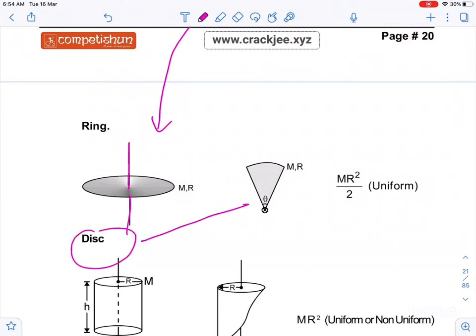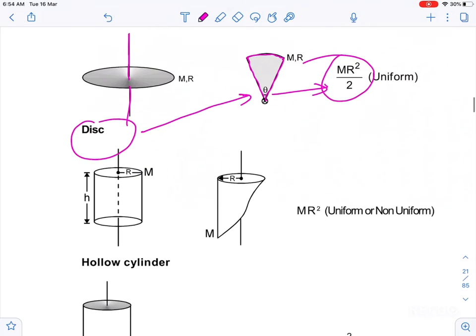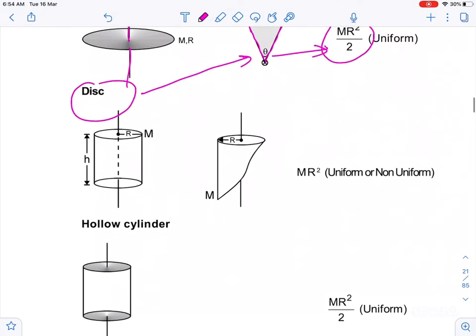And this is for a disc. This is a question of JEE. They have asked the cut disc's moment of inertia. If the mass is M, the moment of inertia is MR square by 2 for this structure also. No, it will not change. And for the entire disc, it is also MR square by 2. For a disc, MR square by 2.